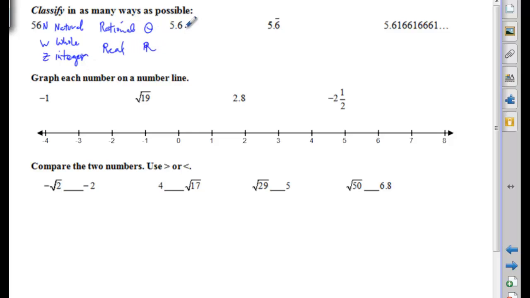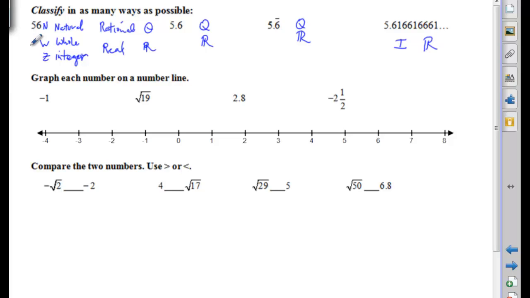The second one, 5.6. As soon as we see a decimal, we have to at least think rational numbers. It is a terminating decimal, so we know it's a rational number and a real. Next one, 5.6 repeating. A repeating decimal is rational, so we know it's a Q and a real. And the last one, 5.61661666..., is non-terminating and non-repeating, so we know this is irrational, and irrational also makes up the real number system. So that's how we classify a couple different ones.